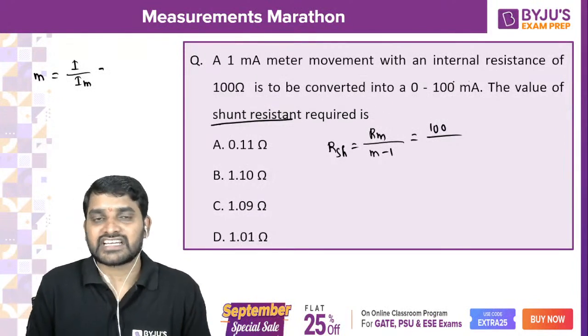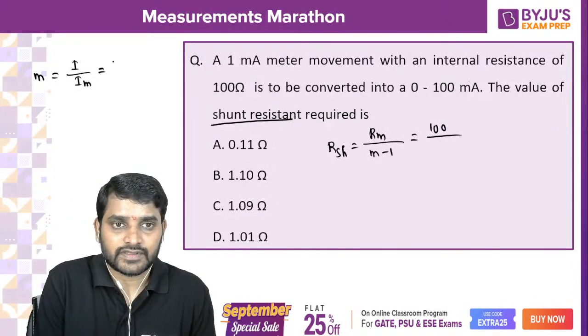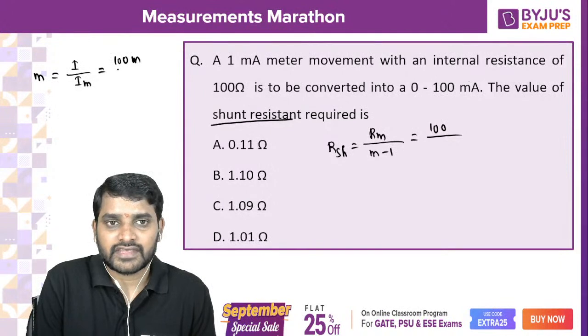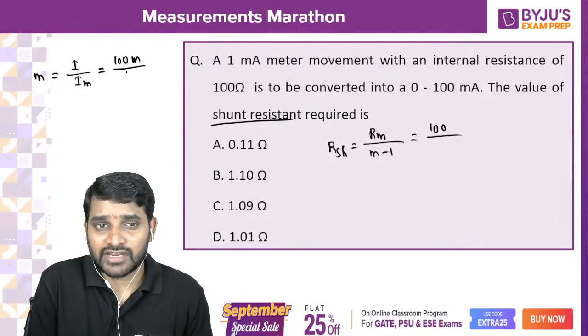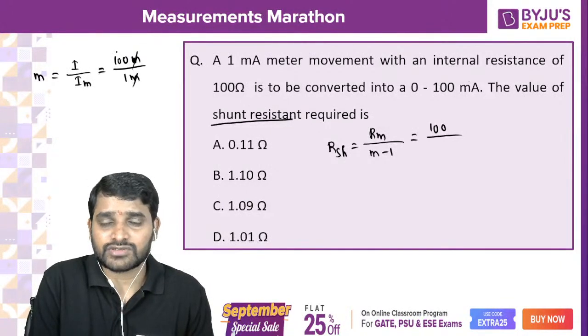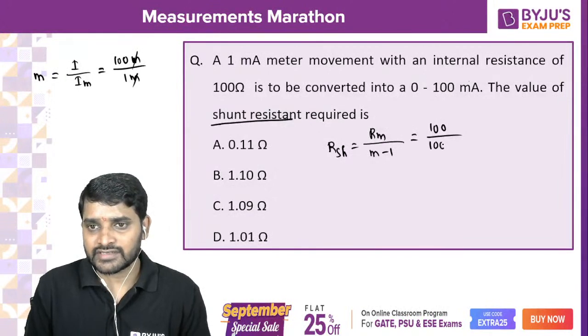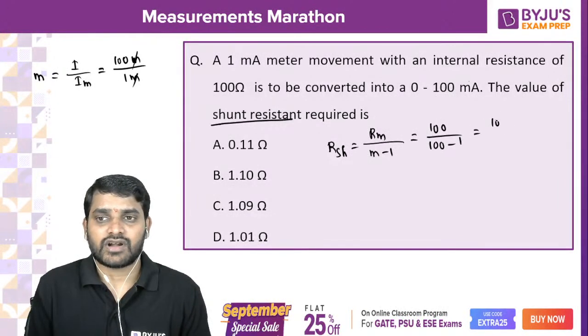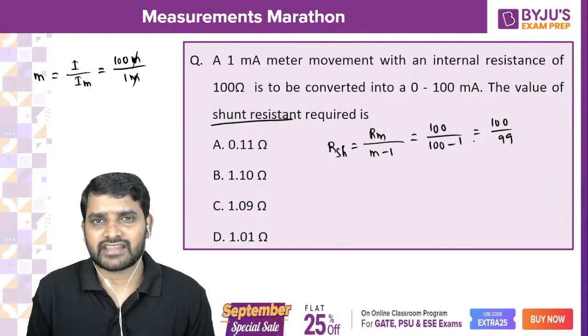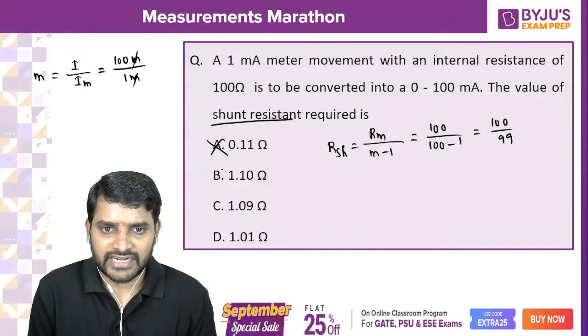I wanted to extend up to 100 milliamperes. So 100 milli divided by meter current, which is 1 milli. So you can cancel out, so you'll get 100. 100 minus 1 is going to be 99. So 100 by 99, definitely it is going to be greater than 1. Definitely it should be greater than 1.